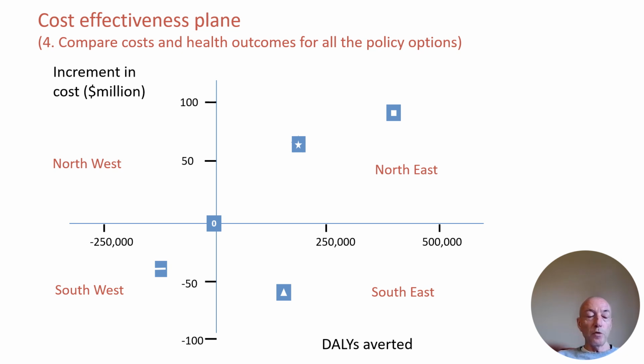In the northwest quadrant, we don't have any policies here in this example, but these would be policies which incur more cost and actually result in less population health. So these are policies we really wouldn't be interested in introducing. And then in the southwest quadrant, we've got policies that resulted in lower population health, but they also resulted in less cost. So in some circumstances, as you'll see, we might consider these.